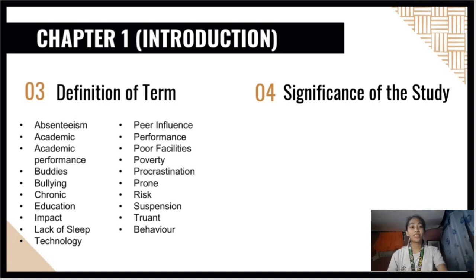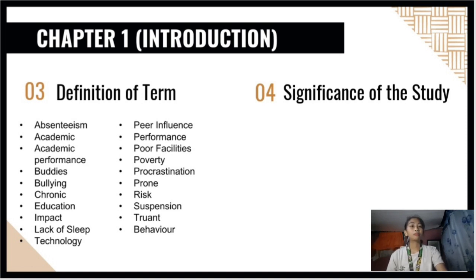The next one is chronic. When we say chronic, it refers to something severe or constantly occurring. Now, in education, it refers to the discipline that is concerned with methods of teaching and learning in schools or in school-like environments, as opposed to various formal and informal means of socialization.